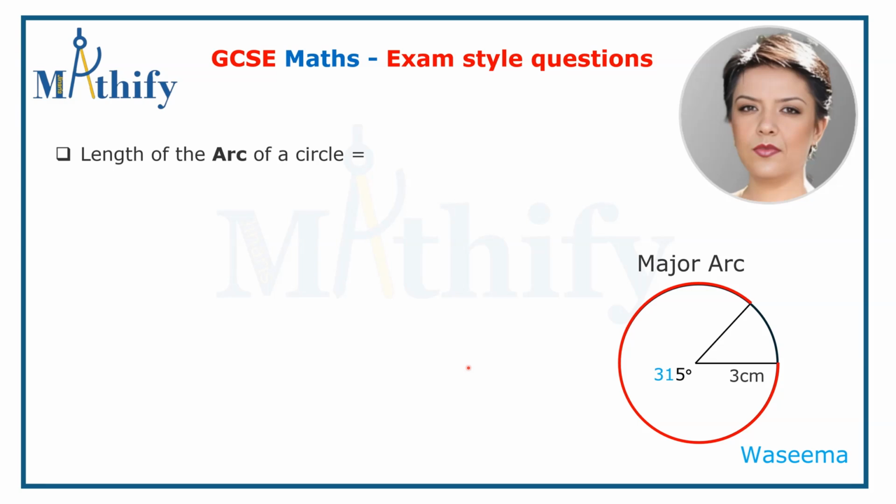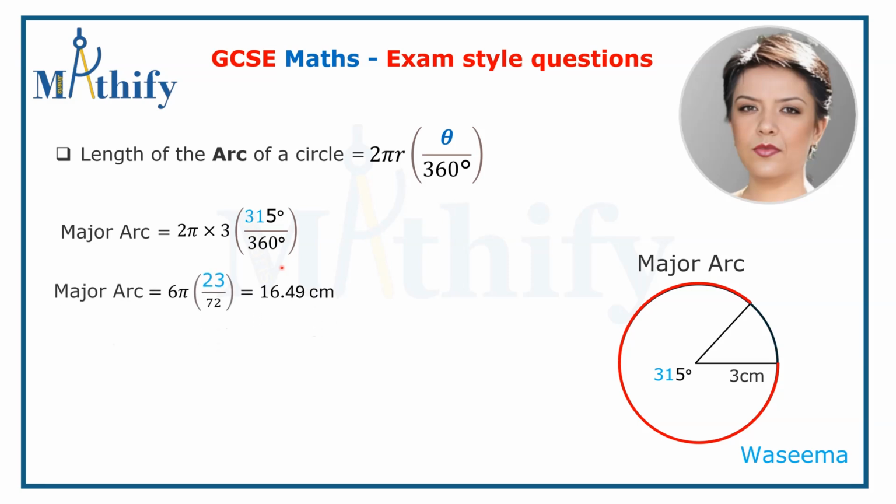The length of the major arc of a circle is equal to 2 pi r multiplied by our angle, which is 315 degrees, divided by 360 degrees. And our radius is 3. So we'll just plug this into the formula. So 2 multiplied by pi multiplied by 3 multiplied by 315 degrees divided by 360 degrees. So 2 pi times 3 is equal to 6 pi. Our fraction here, 315 over 360, can be simplified further to 7 over 8. When you do 7 over 8 multiplied by 6 pi, that should give us 16.49 centimeters. So that's our final answer.